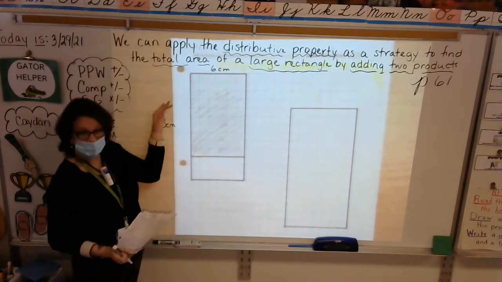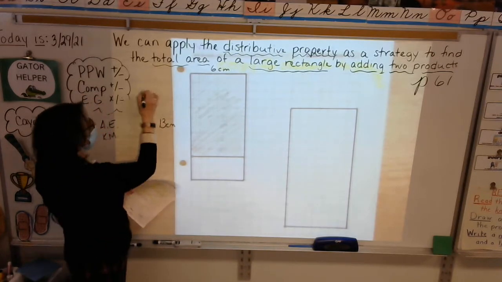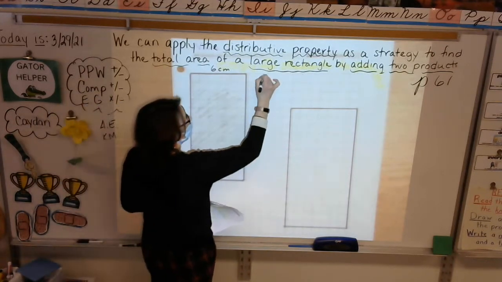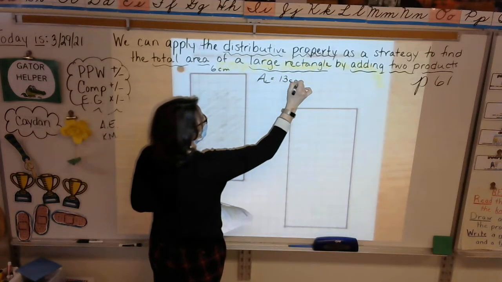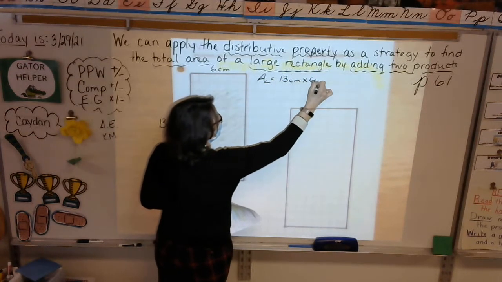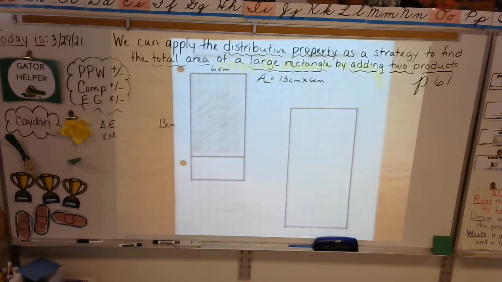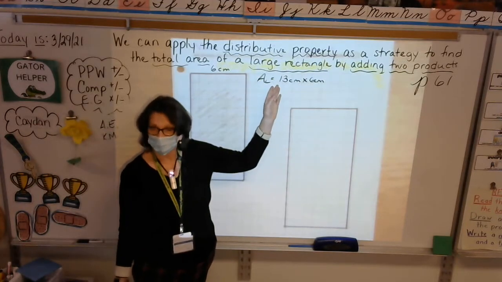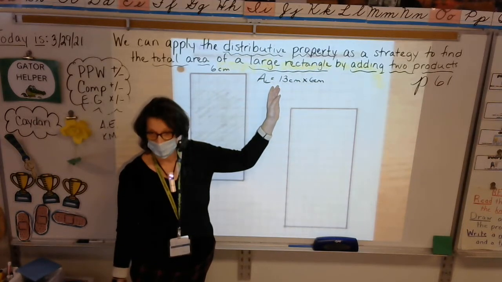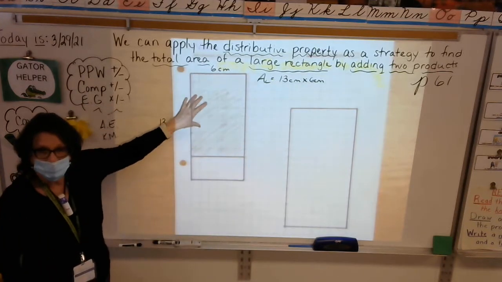Now, if we wanted to find the area of this large rectangle, what would we have to write? We would have to write area equals 13 centimeters times 6 centimeters. Does everybody agree? We multiply the side lengths, right? Well, I don't know about you, but I don't know too many 3rd graders who have learned their 13 facts. So what are we going to do? What did they already do for us with that large rectangle?